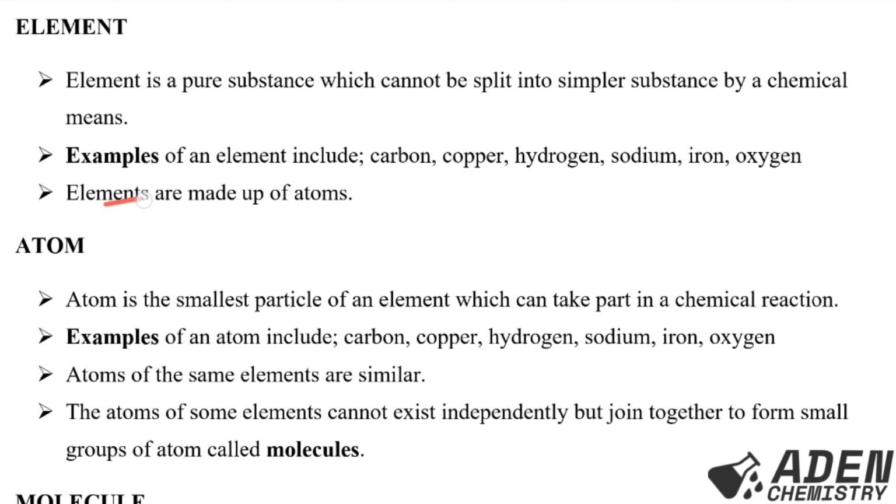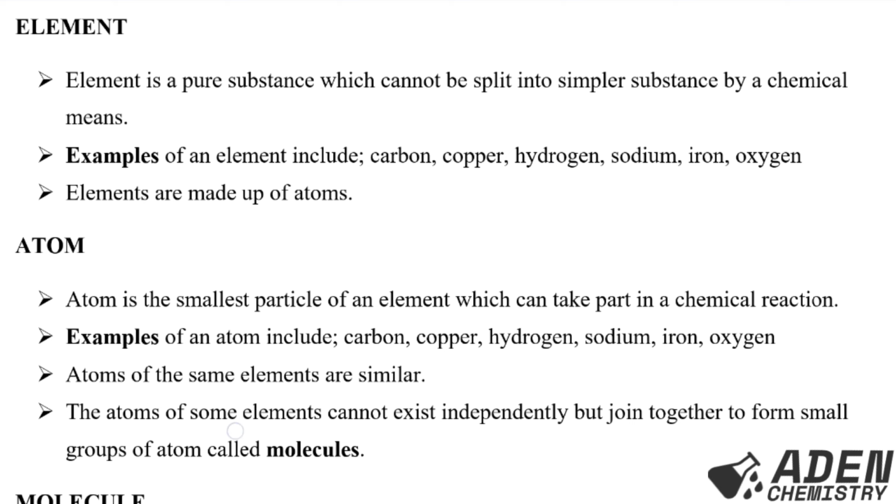Elements are made up of atoms. So what is an atom? An atom is the smallest particle of an element which can take part in a chemical reaction. Examples of an atom include carbon, copper, hydrogen, sodium, iron, oxygen. I have only taken the examples that we have seen under the elements, because elements are made up of atoms. Atoms of the same element are similar.